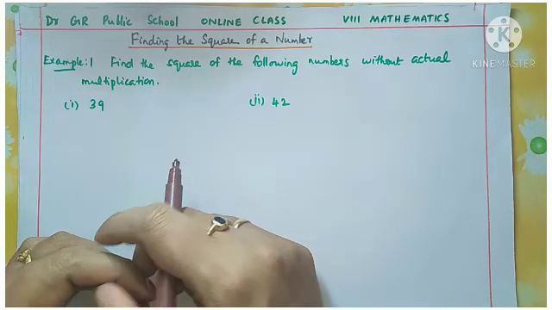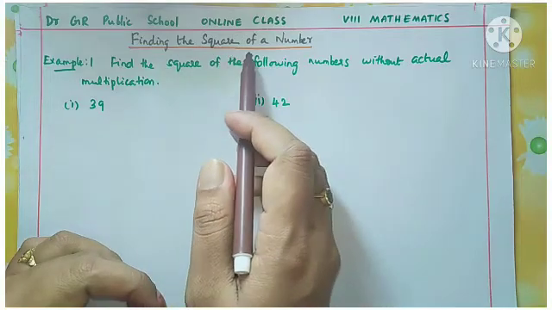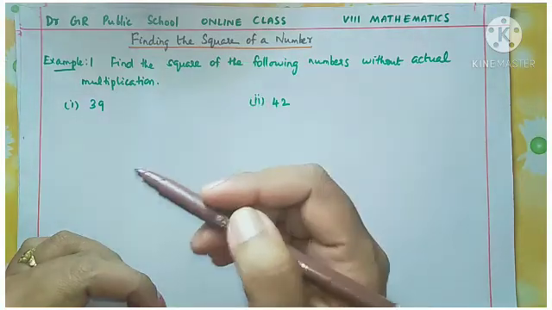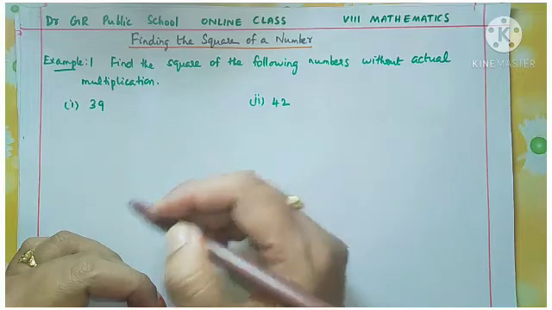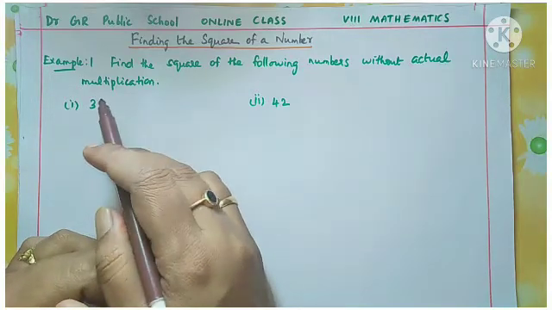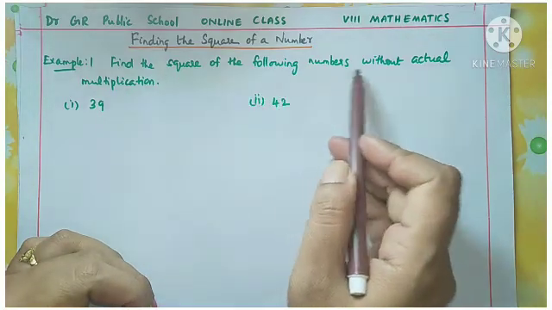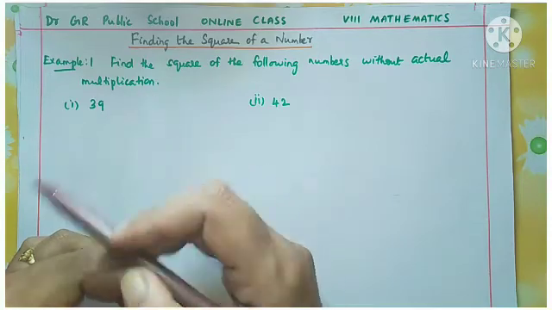Here comes the next topic, that is finding the square of a number. Different methods are there to find the square of different numbers. Now here is one method of problem. Find the square of the following numbers without actual multiplication.